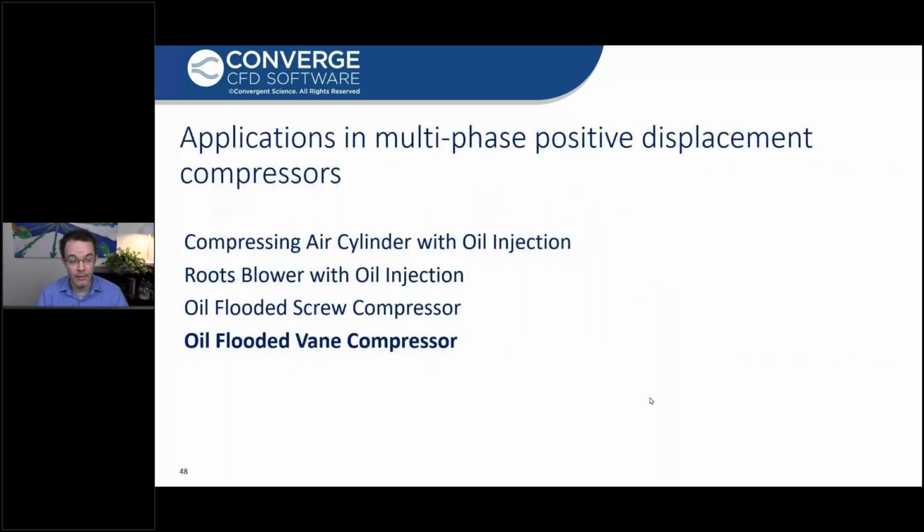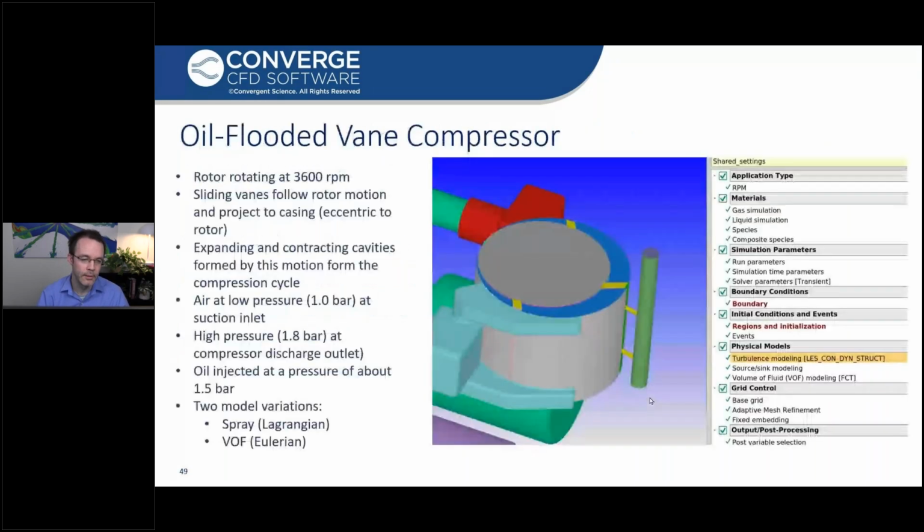Now, the last case that we'll briefly go over is the oil-flooded vane compressor, which in principle is very similar to the screw compressor because it has those three key processes: the air injection and the squeezing up to the higher pressure at the outlet, the complex rotation motion, in this case the vane and the rotor, as well as the oil injection into the cavities. But for this case, we contrasted two different approaches.